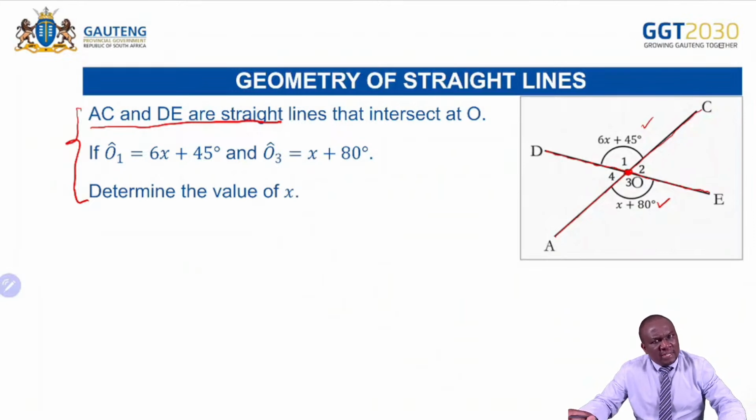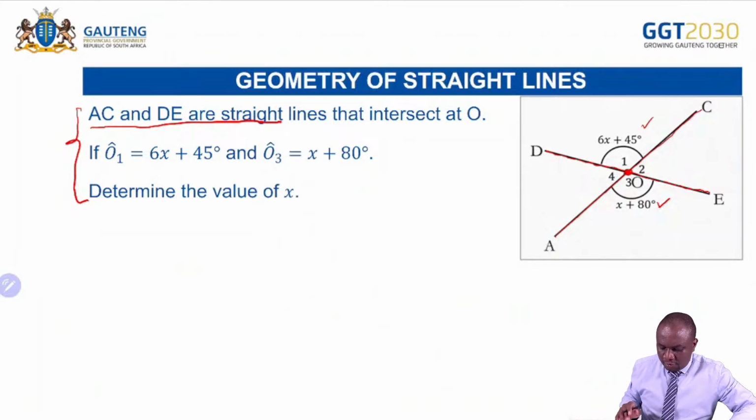AD is a straight line. Think of what? The geometry of straight lines. Okay? They intersect. We're talking about geometry of intersecting straight lines. See that? It guides you. Read information before you what? Before you answer the question. Determine the value of x.